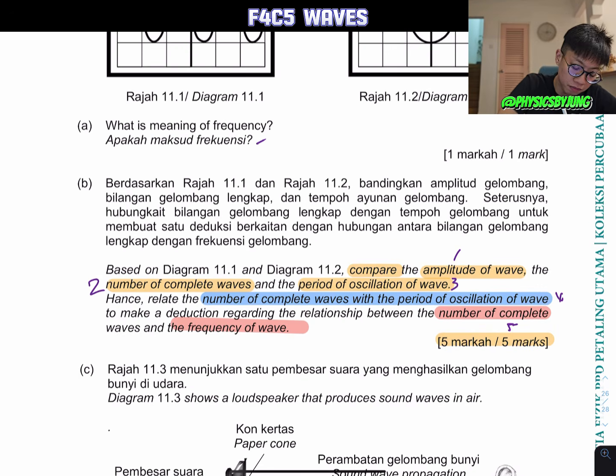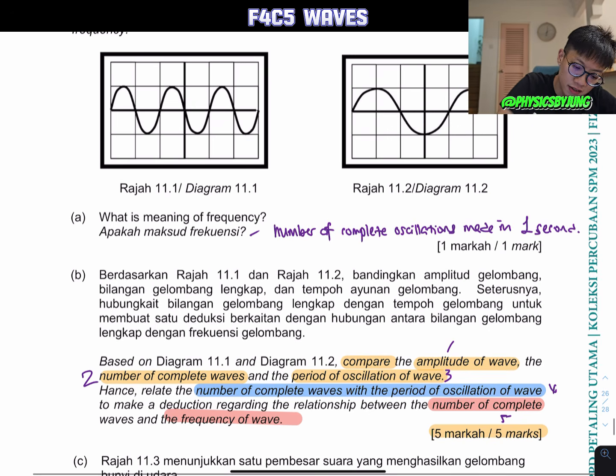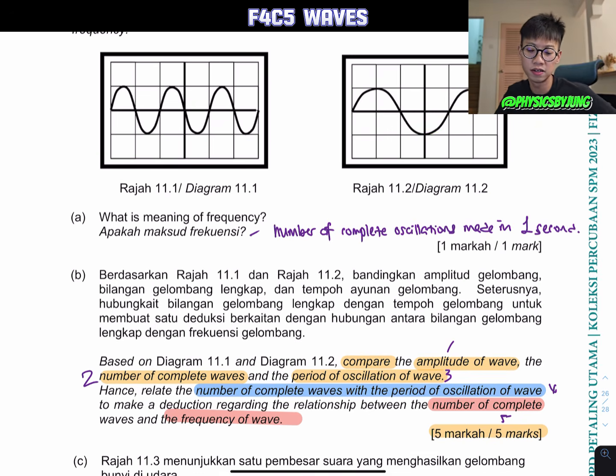Okay, so what is frequency? Period is the time taken. So frequency is the number of complete oscillations made in 1 second. It's like in 1 second, how many waves can you get? So that is your frequency. How many waves can you get in 1 second?